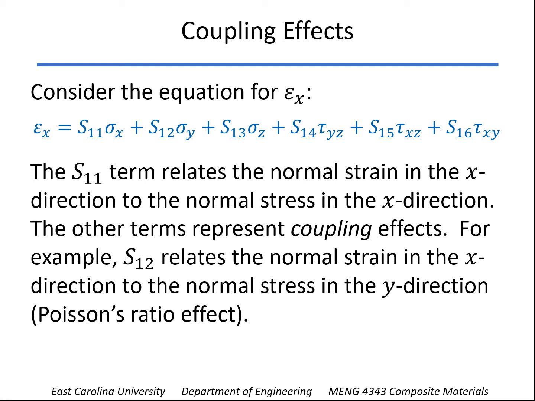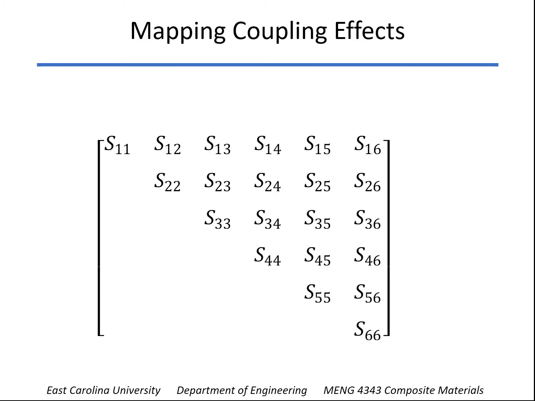So you look at S12. It says, okay, if I have a stress in the y direction, I'm going to have a strain in the x. Well, that's a Poisson's ratio effect. And similarly, you can have those coupling effects between all of the other stresses and the strain in the x direction. So going back to our compliance matrix S, we can map on there the coupling effects.